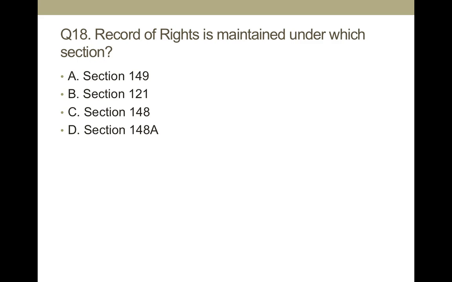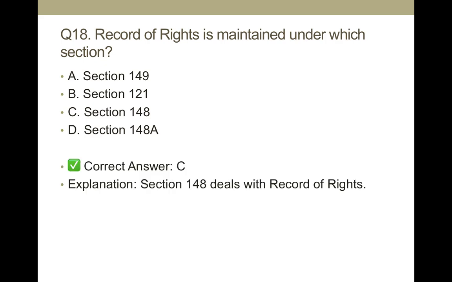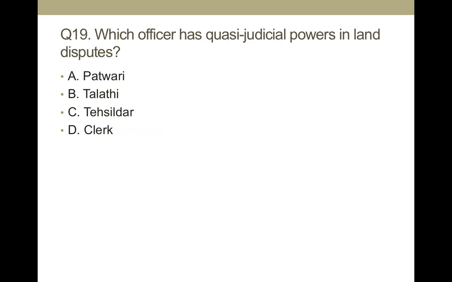Question 18. Records of rights is maintained under which section? Option A, section 149, option B, section 121, option C, section 148, and option D, section 148A. So correct answer is option C, that is section 148 deals with the records of rights.